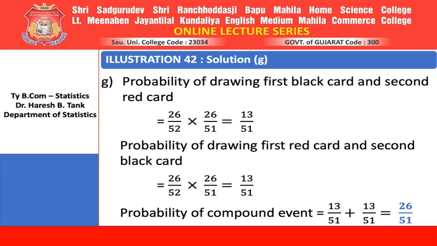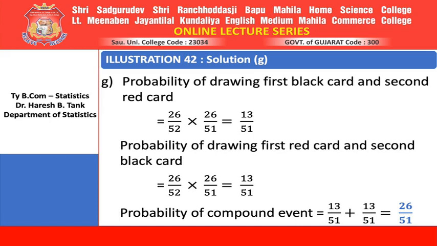Probability of drawing the first black card. How many black cards are there? 26. Total cards are 52 in the first attempt. In the second attempt, how many red cards are there? There are 26. How many cards are left? 51. So it comes to 26 by 51. So simply A intersection B is nothing but the product of these two. By simplifying it, it comes to 13 upon 51.